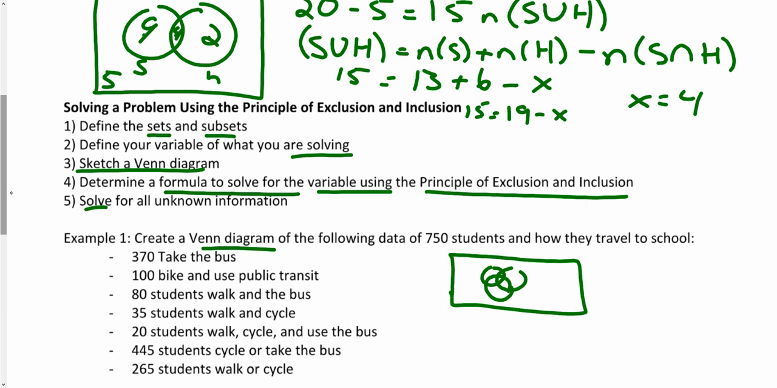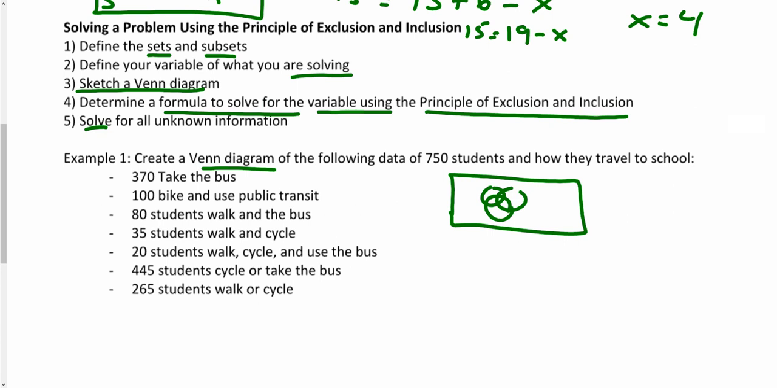So what we're going to do here is create a Venn diagram of the following data, okay? They collected data on how 750 students travel to school. So 370 take the bus, 100 of them bike and use public transportation, so that's the bus again, okay? So just say bus, just so there's no confusion there. We know 80 students walk and take the bus.